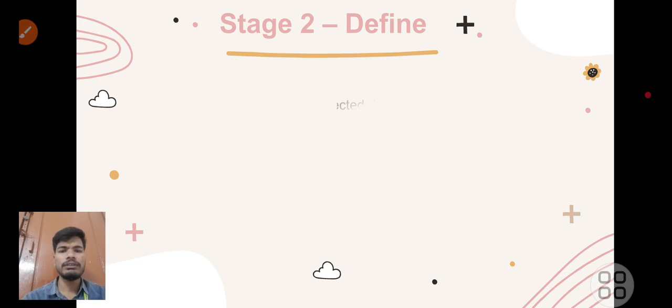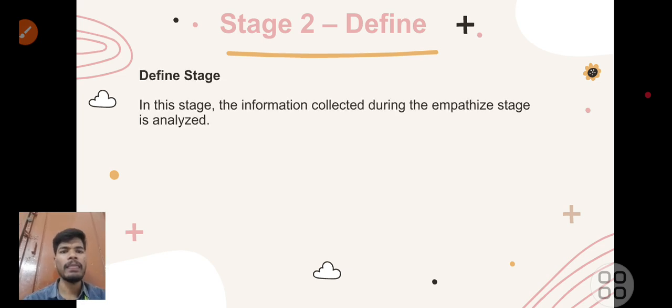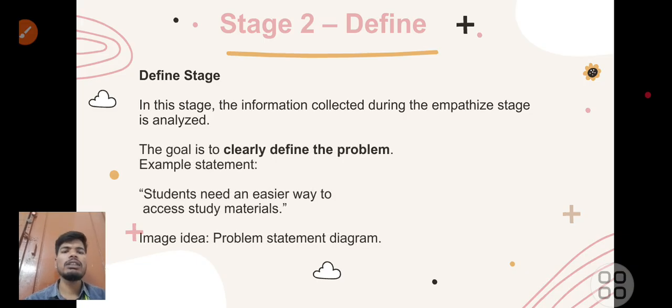Stage 2, define. In this stage, the information collected during the empathize stage is analyzed. The goal is to clearly define the problem. Example statement: students need an easier way to access the study material. Image idea, problem statement diagram.